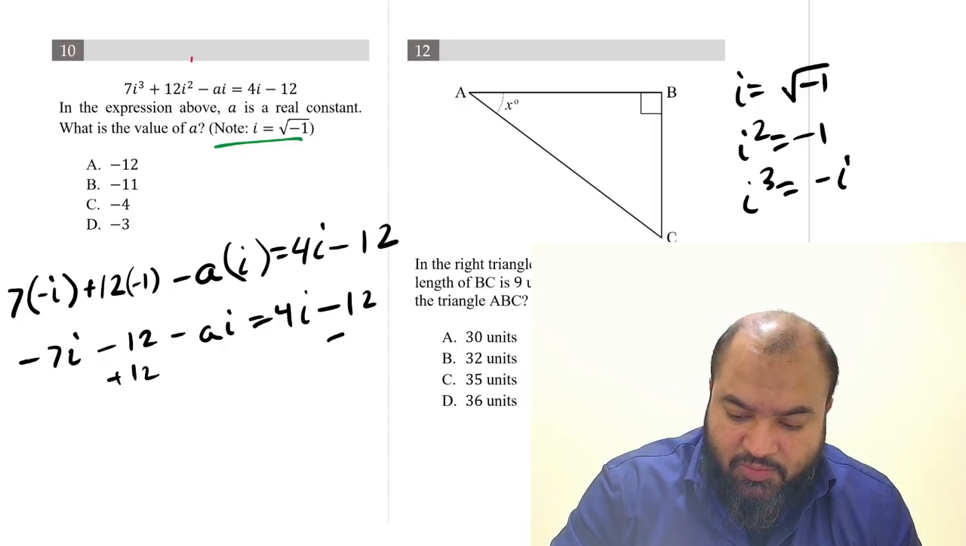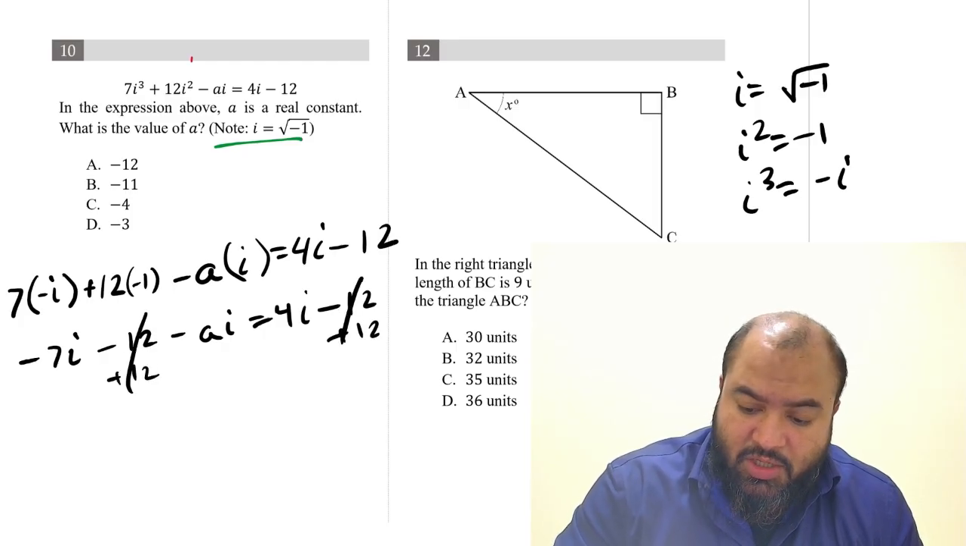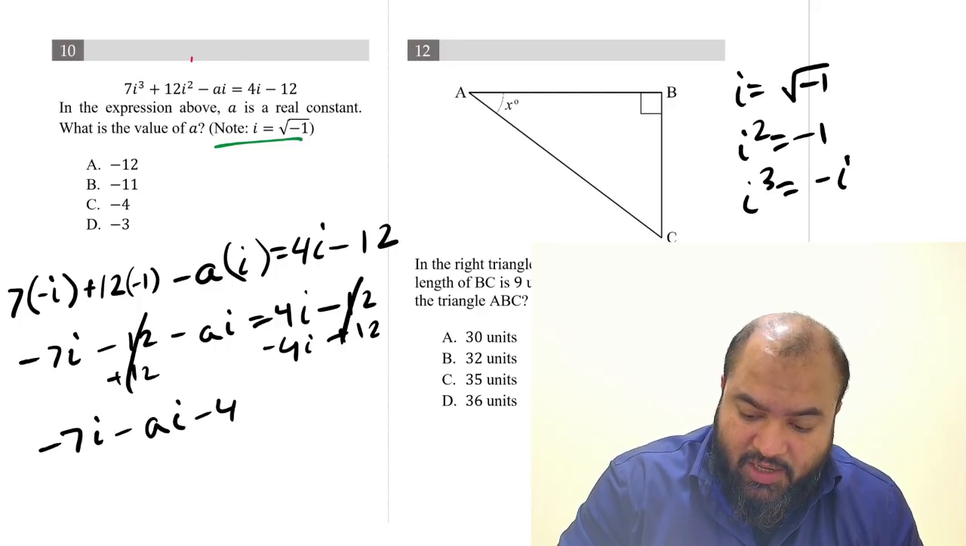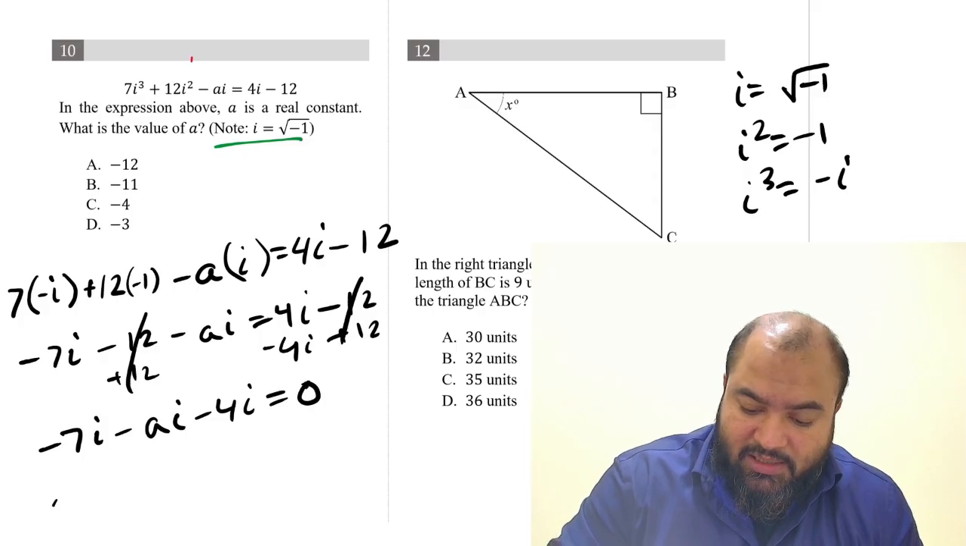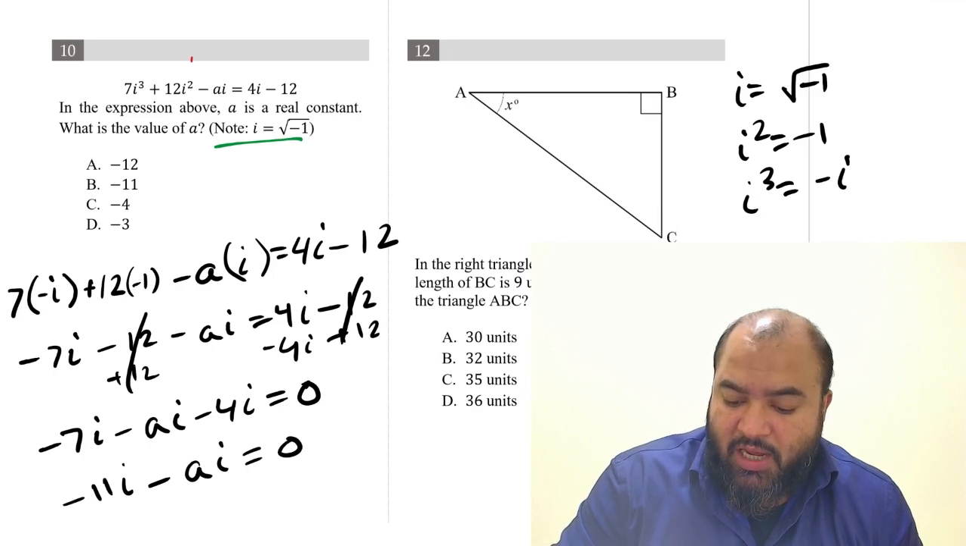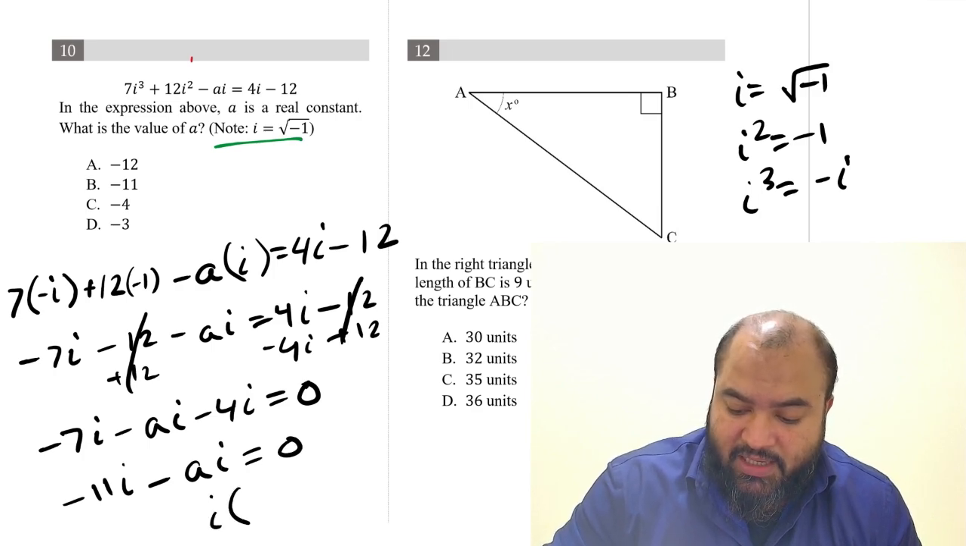So if I do plus 12 both sides, the 12 cancels out. So I have -7i minus ai. I can do minus 4i both sides, minus 4i equal to 0. And I can just factor out the i here. Before that, -7i and -4i is -11i minus ai equal to 0. Now I can just factor out the i. Let's factor out -i. I get 11 plus a equal to 0.